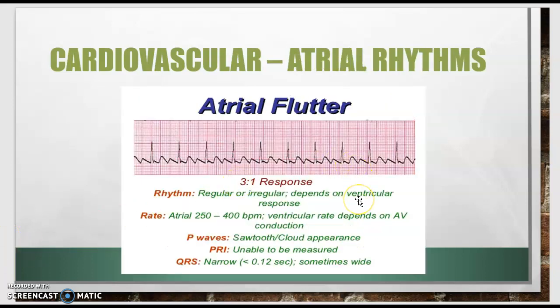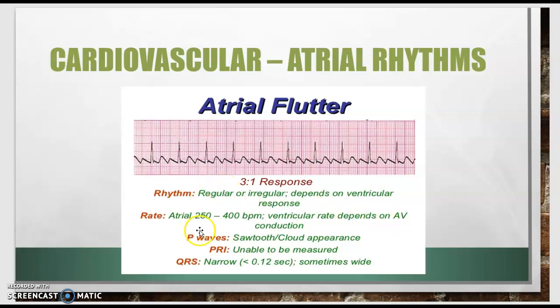Moving on to atrial flutter. This is an atrial rhythm. So if this is an atrial rhythm, based off of the knowledge we previously talked about, you are going to be looking at the P wave because the P wave is what represents the atrium. So if you have an atrial rhythm, you're looking at the P wave, okay? And this rhythm can be regular or it can be irregular. It just depends on what your ventricle is doing in response to your P waves.